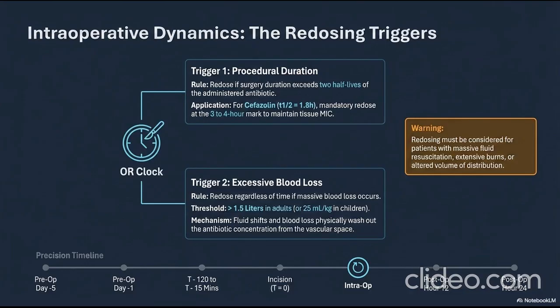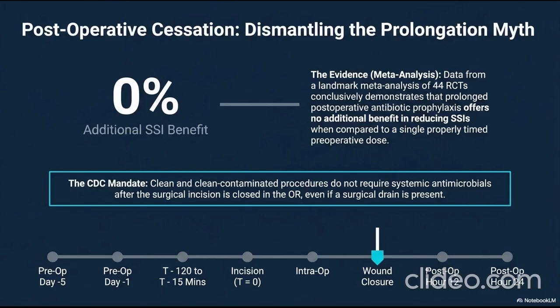Slide 9. Postoperative cessation. Dismantling the myth. One of the hardest habits to break is the postoperative safety net. However, a landmark meta-analysis of 44 RCTs conclusively demonstrates that prolonged prophylaxis offers 0% additional benefit in reducing SSIs compared to a single properly timed preoperative dose. The CDC mandate is clear. For clean and contaminated procedures, systemic antimicrobials should stop once the incision is closed in the OR, even if a surgical drain remains in place.